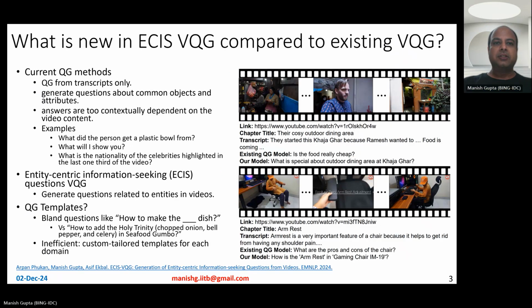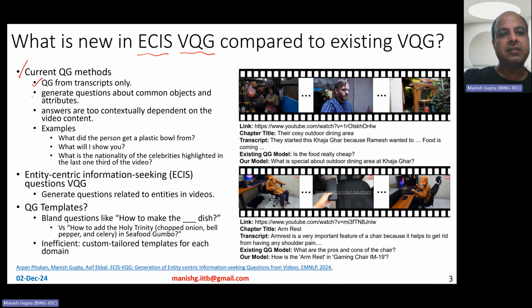So what is new in this work that we did in this ECIS-VQG? VQG is what I talked about, visual question generation or video question generation. But what is this ECIS thing in our paper compared to existing VQG? The existing question generation methods generate questions from transcripts only. Visual information processing is complicated, so rather than generating from videos, they just look at the transcripts and generate questions based on those, text-based question generation methods where the text is transcripts.